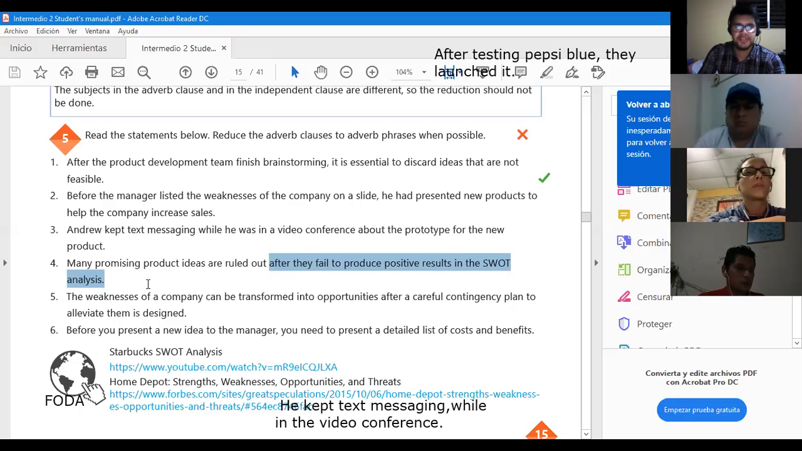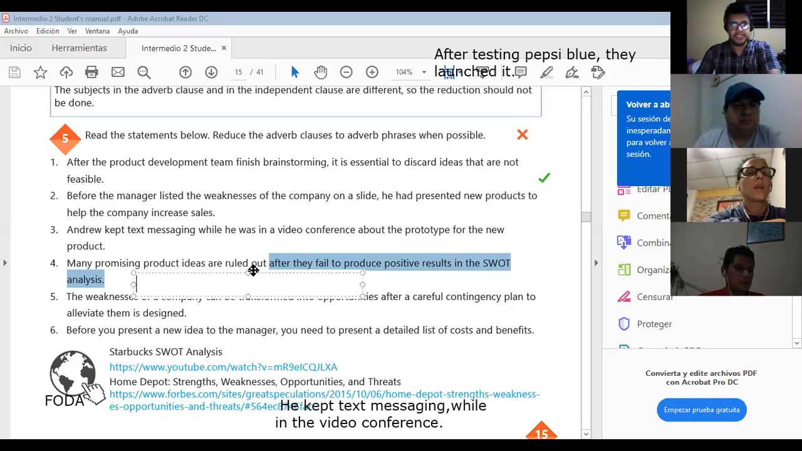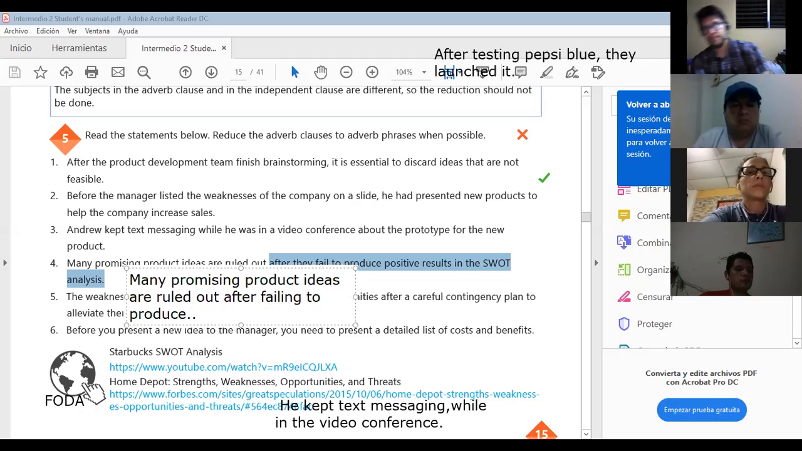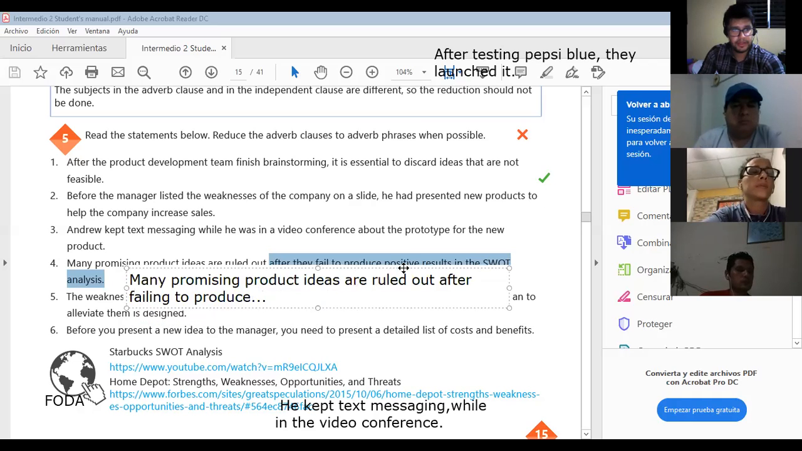Let's ask Maria to give us the full sentence. Can you please? Okay. Many promising product ideas are ruled out after failing to produce positive results in the SWOT analysis. Okay, that's good. Very good. Yeah, that's how we reduce it. So we omitted they, right? The word they, the subject they in there. All right, good.